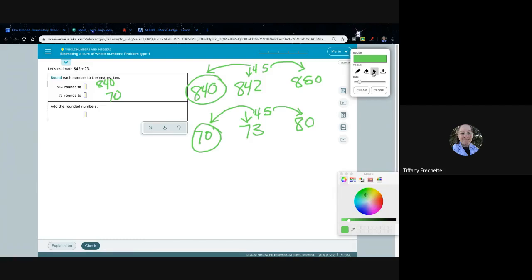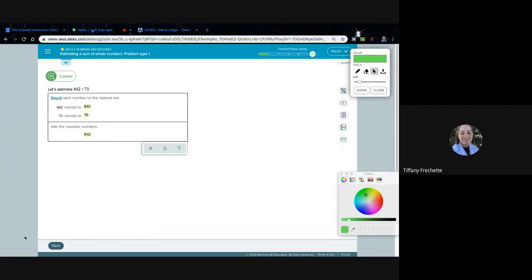All right, so let's go ahead and type these in. So we have 840 and 70. And then what we want to do is add them together. So I want 840 and I want to add 70. So I have 0, 7 plus 4 is 11, and then 9 from that column. All right, so we get 910. Let's go ahead and check that. We're good to go. Clear.